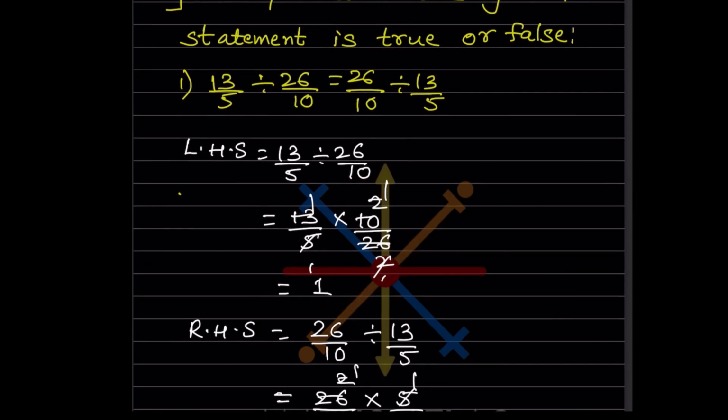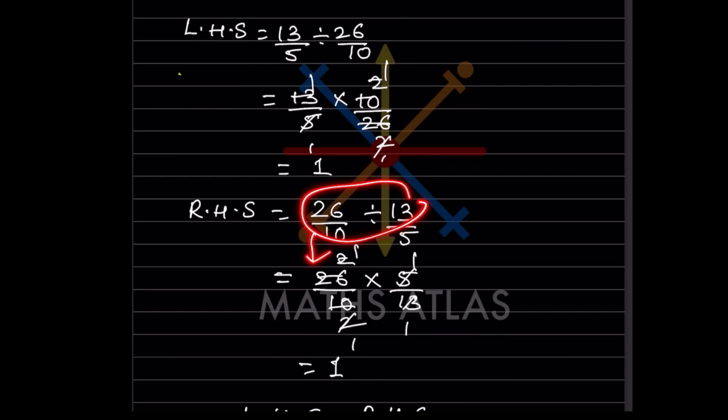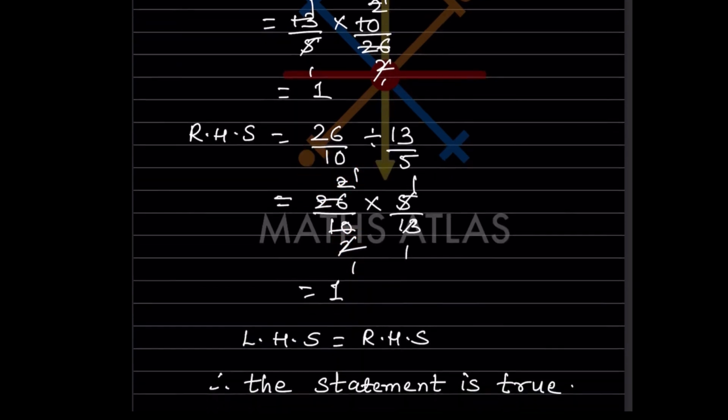Now let us take the RHS over here. This will be the same. This will get multiplied. So this will get flipped over, 5 by 13. 5 ones are, 5 twos are, 13 ones are, 13 twos are. So now 2 ones are. 2 divided by 2 will be 1. So both are the same. So LHS is equal to RHS.